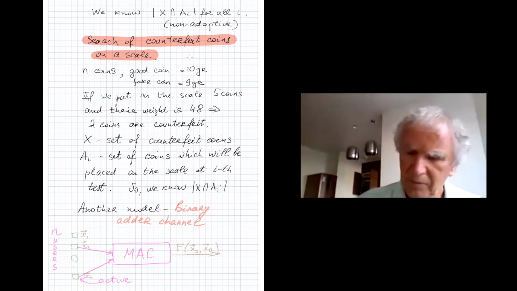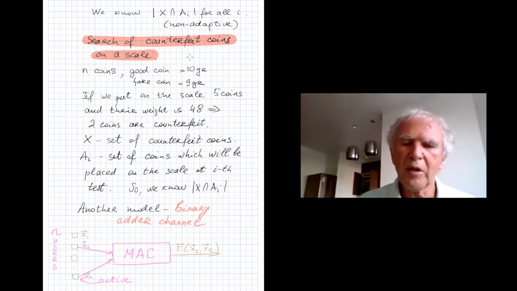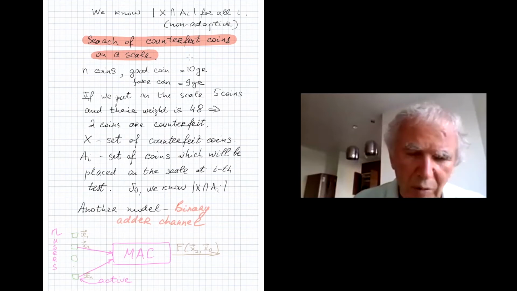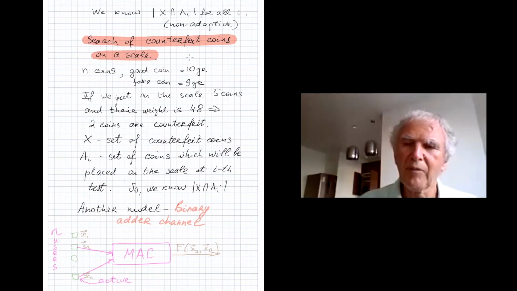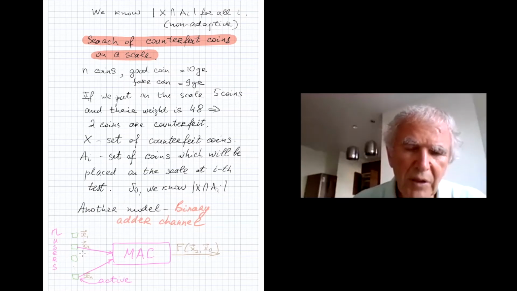Consider the following diagram. We have n users, and n can be very big, like before, 1 million. And only a few of them, in my example only 2 of them, are active. And they send their signals through the common channel, and the channel does something with their signals. In some sense, they do some operation, like here, it's a function f between, in this case, x2 and xn.